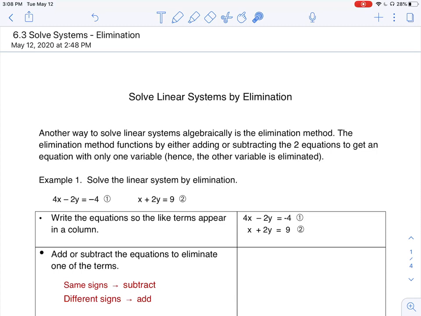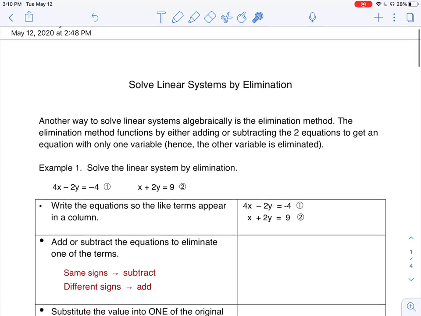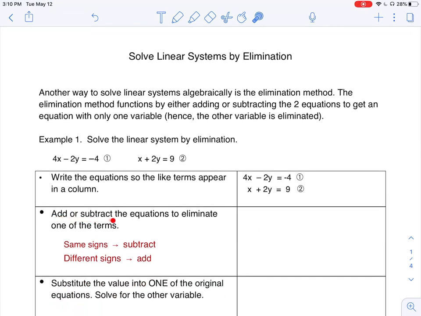So our first example here: solve the linear system by elimination. We have one equation here and we have another equation here. Our first step, write the equations so that terms appear in a column, and we have that pre-written for us already. Our first equation, 4x minus 2y is equal to negative 4, and our second is x plus 2y is equal to 9. The next step here, add or subtract the equations to eliminate one of the terms.